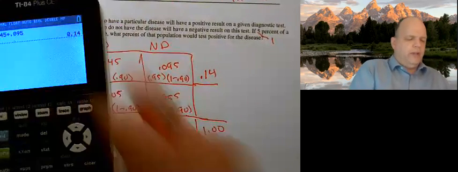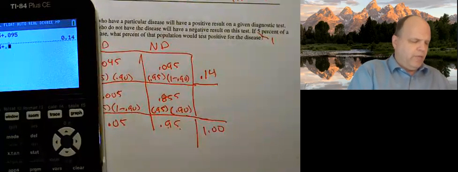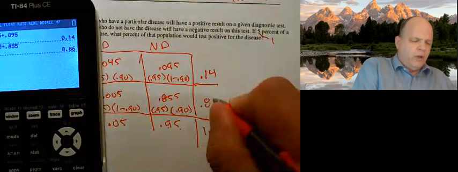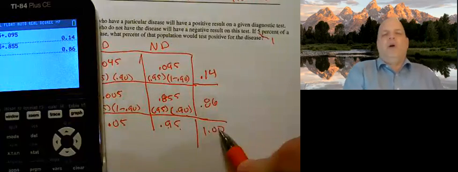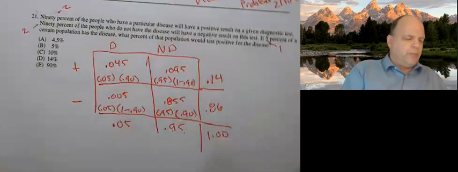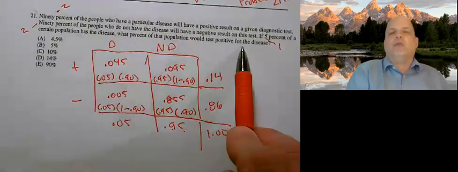And adding these up, it's going to be 0.005 plus 0.855 equals 0.86. And these two sum together to go one whole. I'm pretty positive that I got my table together correctly. Then it says, what percent of the population would test positive for the disease?